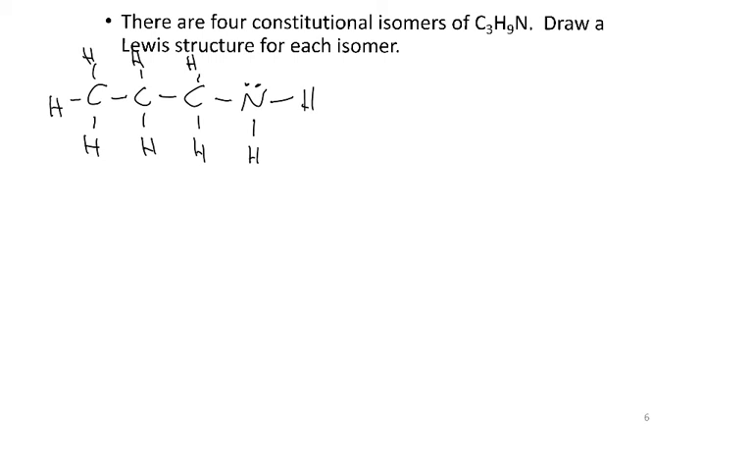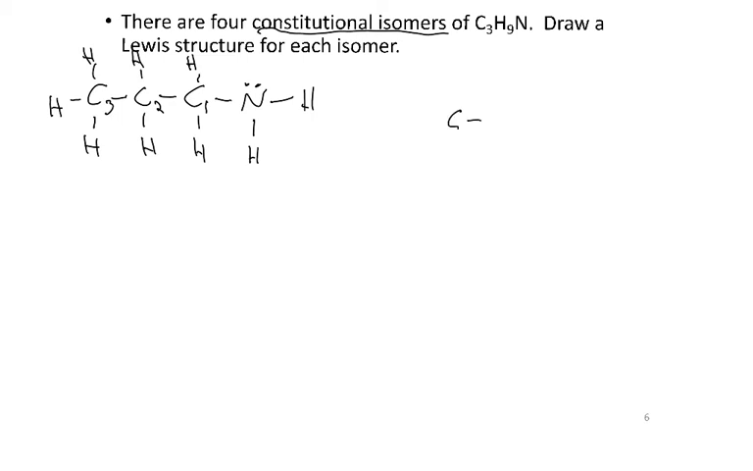And again, constitutional isomer means that I have the same number and types of atoms, but they're connected in different ways. So I want to draw a Lewis structure that has 3 carbons, 9 hydrogens, and 1 nitrogen, but that they're connected differently than they are in this structure. And so if I number my carbon atoms as 1, 2, 3, right now nitrogen is on the end. It's on carbon 1. If I was to connect that nitrogen to carbon 2, that would be a different molecule. It would be an isomer of the first one that I drew.